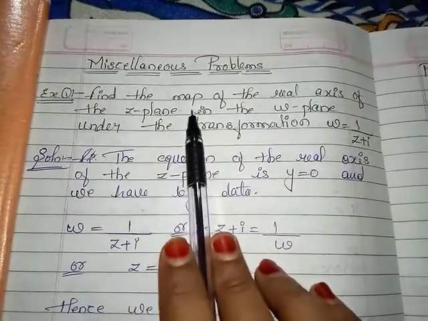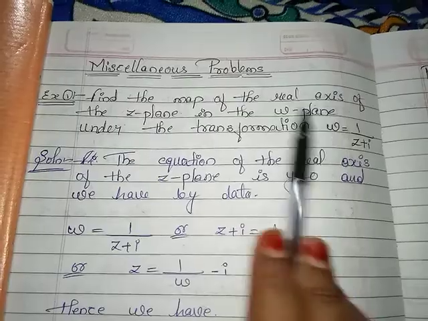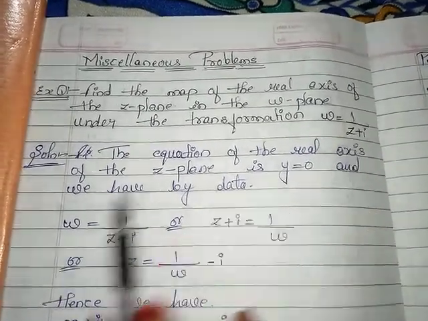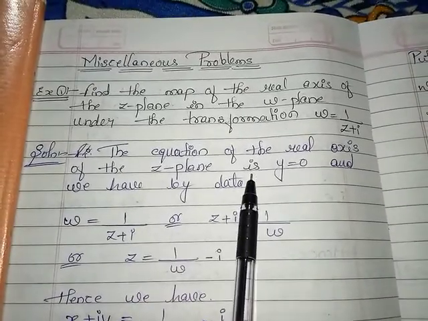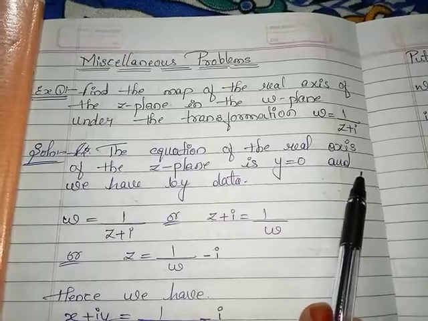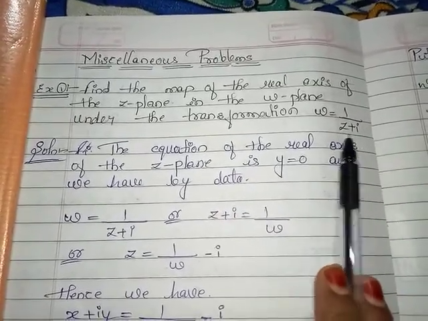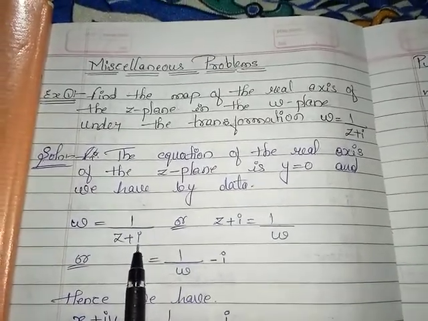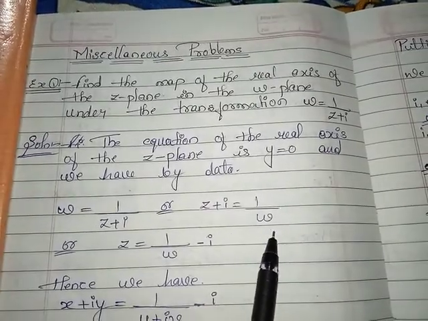Example: find the map of the real axis of the z plane in the w plane under the transformation w is equal to 1 divided by z plus i. Solution: the equation of the real axis of the z plane is y is equal to 0. By the data given, w is equal to 1 divided by z plus i, which can also be written as z plus i is equal to 1 by w.